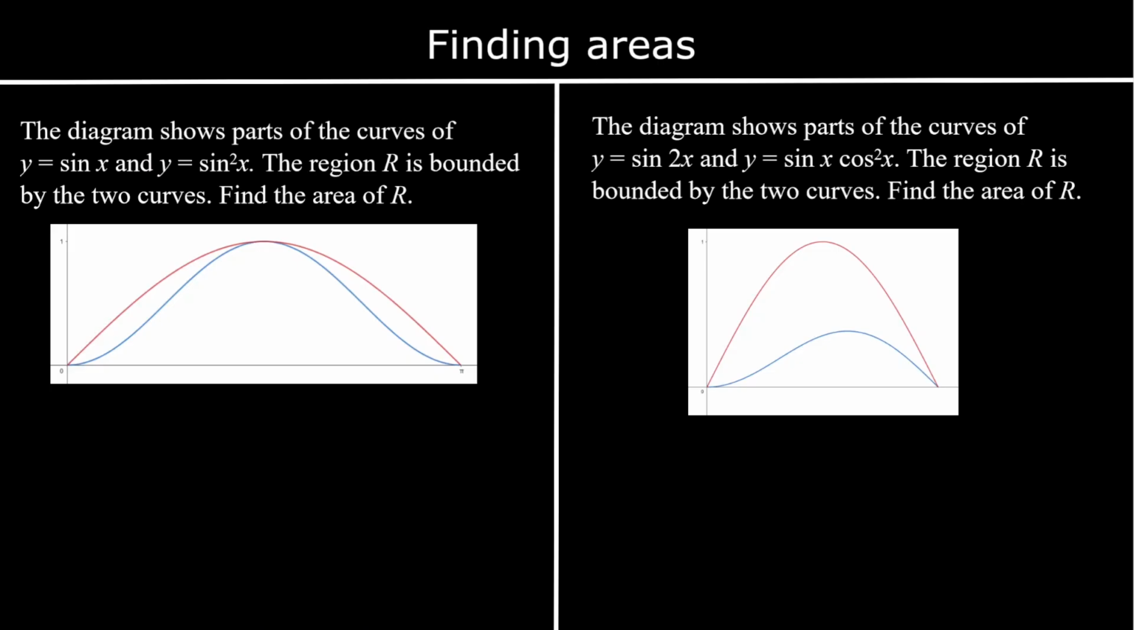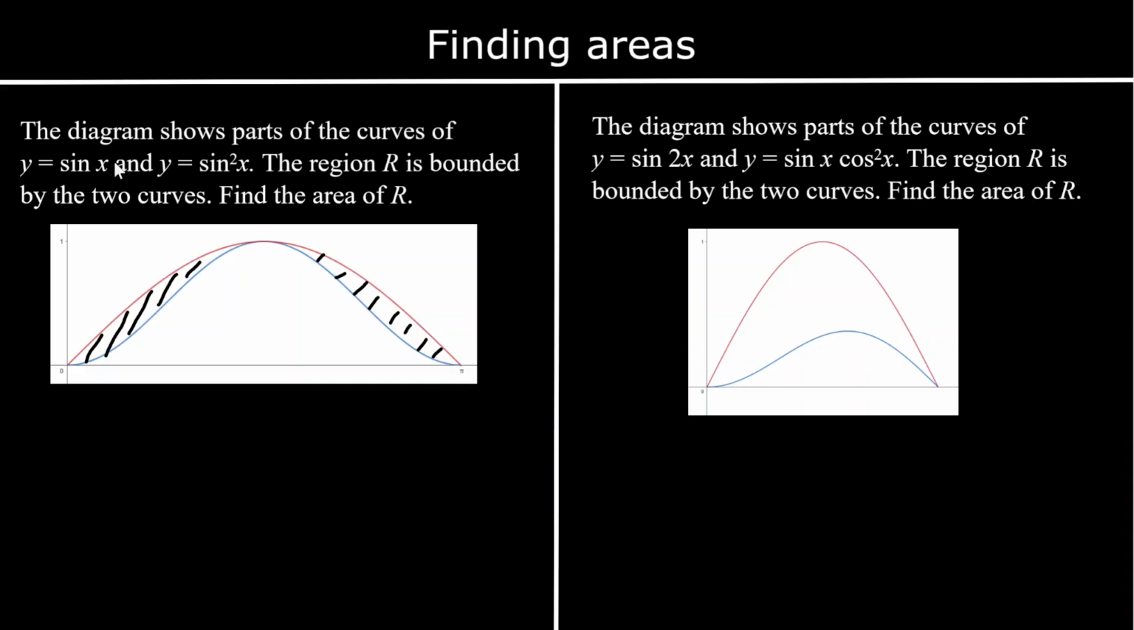Another question. The diagram shows parts of the curves y equals sin x and y equals sin squared x. The region R is bounded by the two curves, so the region we're finding is the one in between the two curves. Find the area of that region. So we want the area underneath sin x between 0 and pi, the area underneath sin squared x between 0 and pi, and take them away.